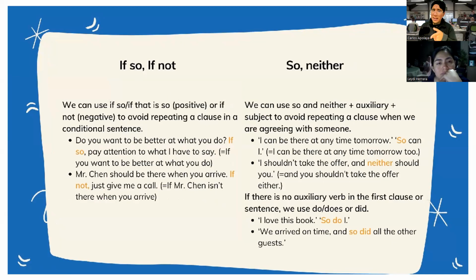Okay? "Do you want to be the best at what you do? If so," si es así. If you want to, the previous sentence. The negative, "if not." Any questions up to this point? No. What about "so" and "neither"? Any questions about "so" and "neither"? También in English. Do you remember how to say "también" in English? Yeah? Okay. We can continue.